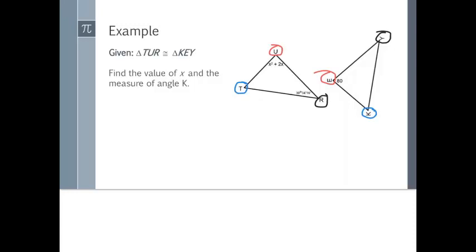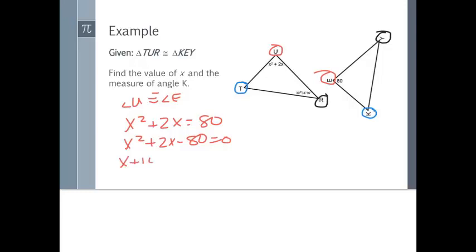Okay, well, since angle U is congruent to angle E, we could say that x squared plus 2x equals 80. And solve the quadratic. So this is (x plus 10)(x minus 8). So x can either be negative 10 or positive 8 in this case. Okay, so that's one part of the problem. The second part of the problem says find the measure of angle K.